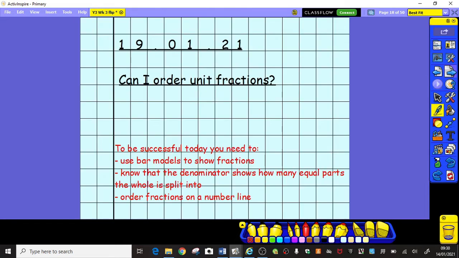Great job. Now we're moving on to ordering unit fractions. So can you remember what a unit fraction is? We looked at these yesterday. That's right, a unit fraction is any fraction with a numerator of 1.